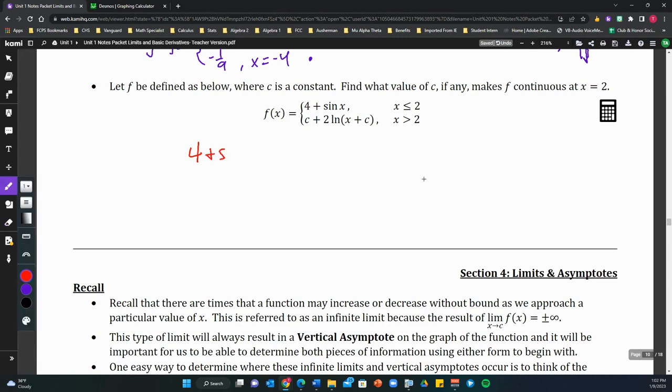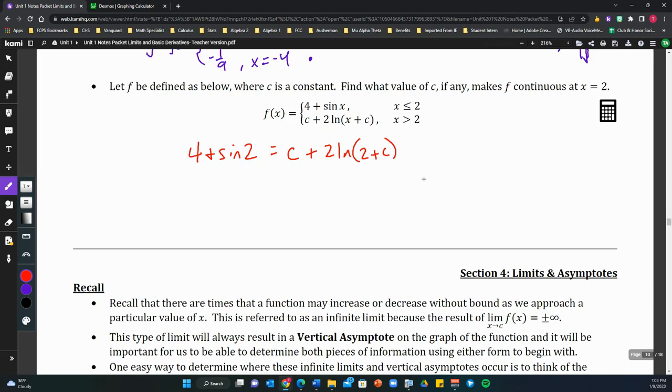And we would want that value, whatever it's equal to, to be equal to what we get when we plug 2 into the right half, or the bottom function. So that would be c plus 2 natural log of 2 goes in for x. So the argument 2 plus c. So you see what we end up with is, instead of an expression or a function that depends on the value of x, we set the value of x to be 2, and instead we have an equation that depends on the value of c.